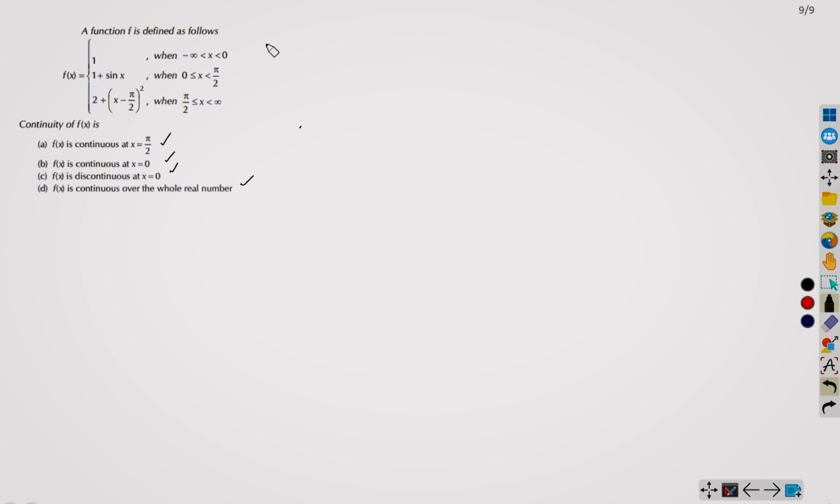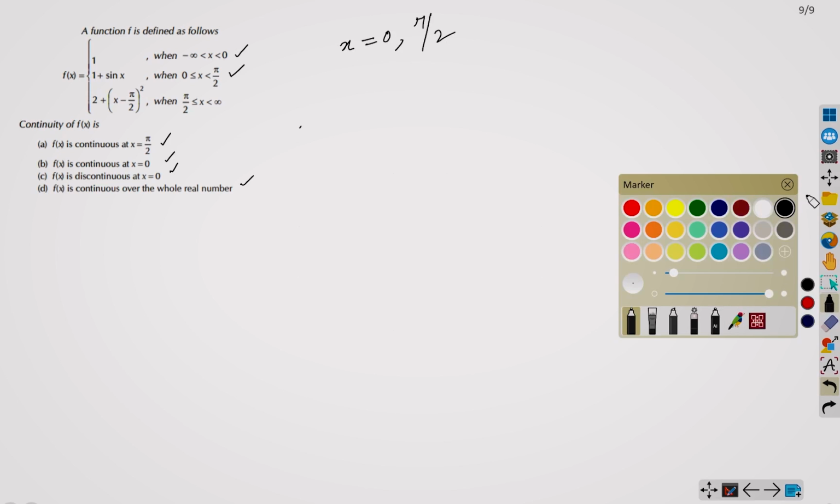and as we know, this is a piecewise function. In order to check its continuity, we will only check at the breaking points, right? That is, the points at which the definition of the function changes. For example, 0 is one of the breaking points, because at 0 the definition changes. Pi by 2 is another breaking point, because at pi by 2 the definition changes, yes. So to check its continuity at 0, pi by 2, or over the whole real number, we just need to check its continuity at x equal to 0 and pi by 2. Did you understand it?